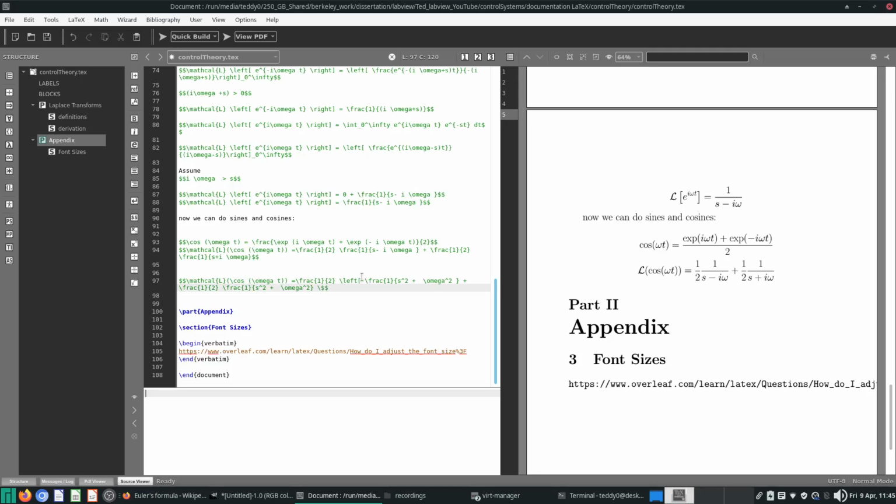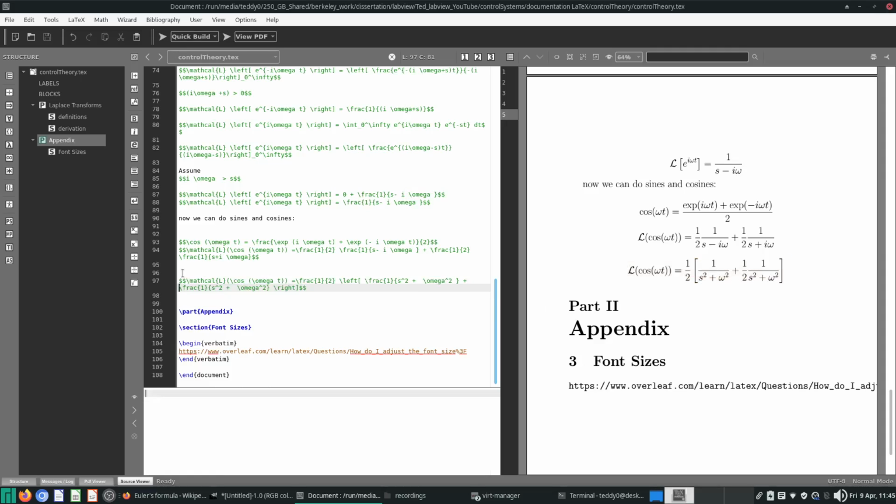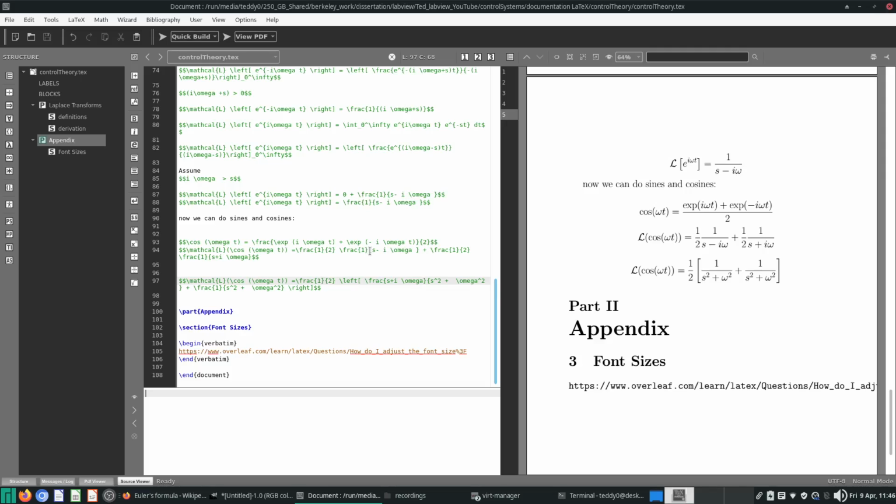So right over here, I'll factorize out the half. On top won't just be 1. I'll have s plus i omega on the left hand side and s minus i omega on the right hand side. So s plus i omega on the first term and s minus i omega on the second term.